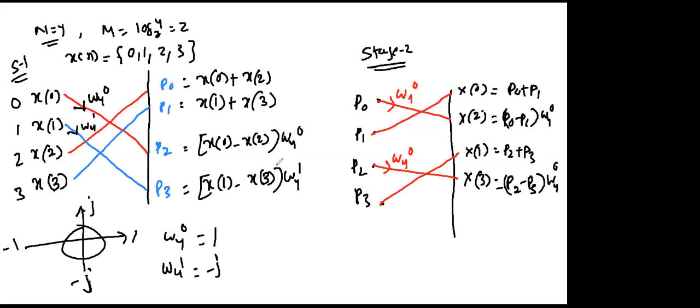Just use this equation to find stage 1. Similarly, use this equation to find stage 2. Then write in the order, because your x of k is x of 0, x of 1, x of 2, x of 3. Again, I'm repeating, students, if the exam is offline, please don't make mistakes. Generally, students make mistakes here only. In case of DIF, the input is in the same order and the output is in bit reversal order. In case of DIT, the input is in bit reversal order and the output is in the same order. So don't make any mistake. Okay, clear to all of you?